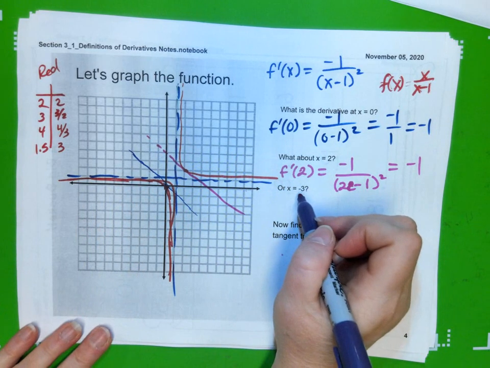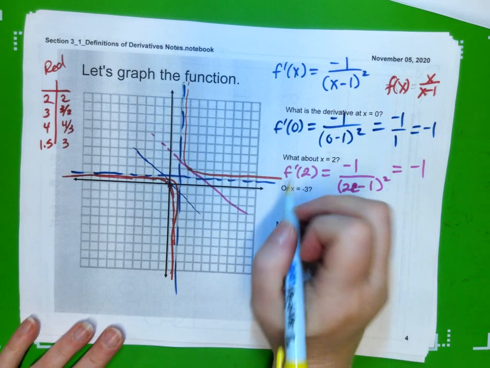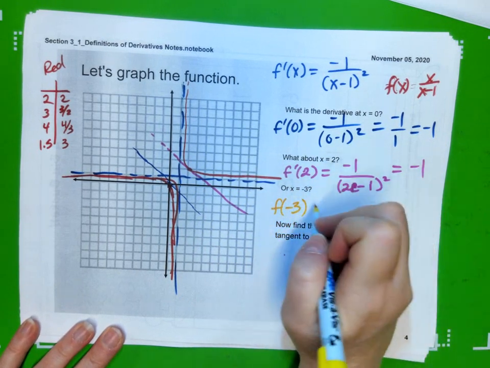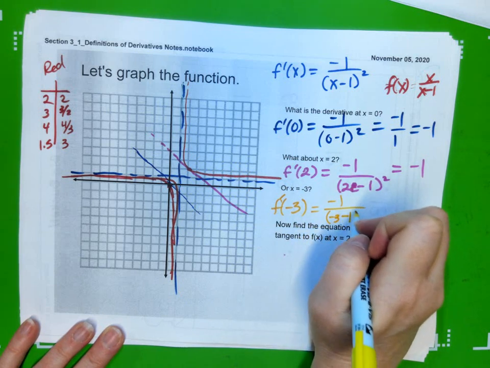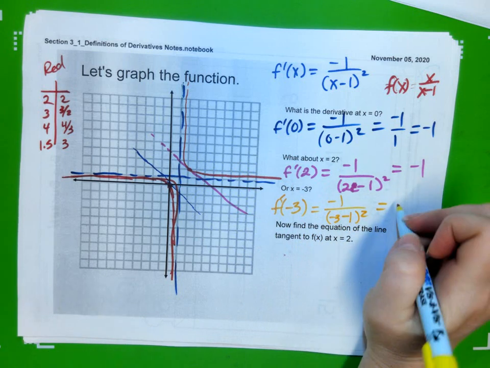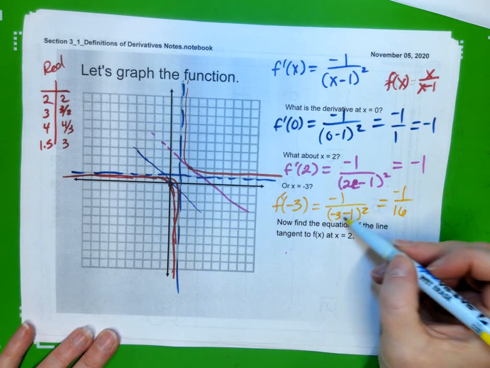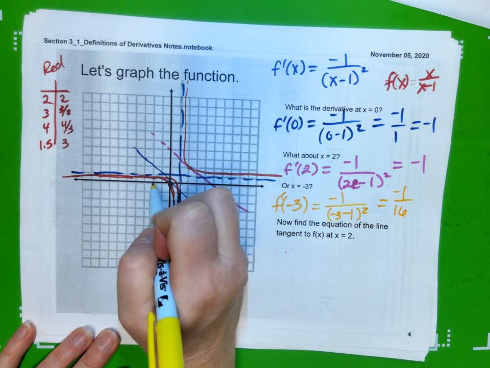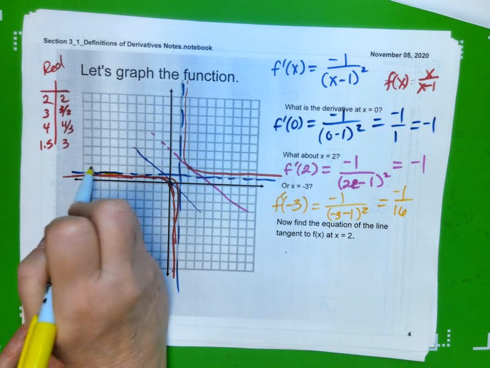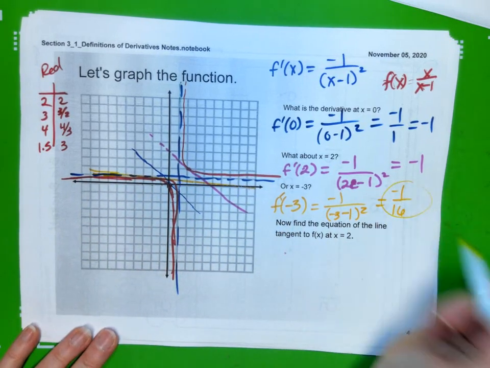How about negative 3? Yellow doesn't show up very well, but we'll try it. f prime of negative 3 would be negative 1 over negative 3 minus 1 squared, which would be negative 1 over 16. Am I doing my math okay there? I think so. So at negative 3 it's going to be really shallow. Wow, yeah, that's pretty close. That looks pretty good. It's still going downhill.